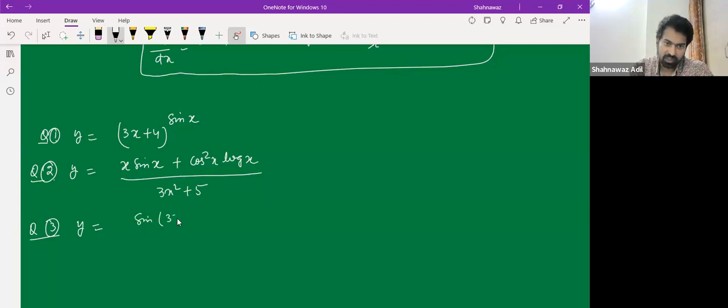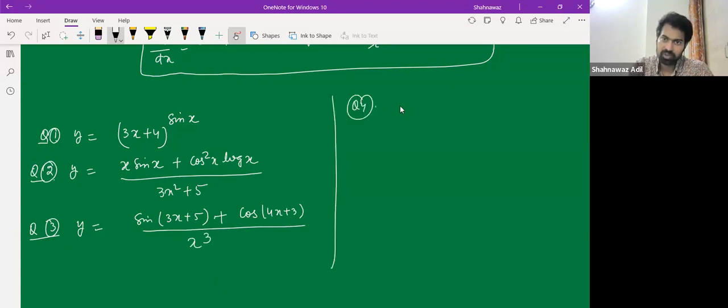Sin 3x plus 5 into, or let's say, cos of 4x plus 3, divided by x cube. But before that, a very simple question: sin x by x. This one is very simple.